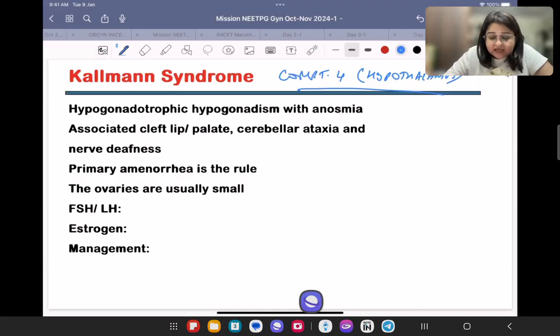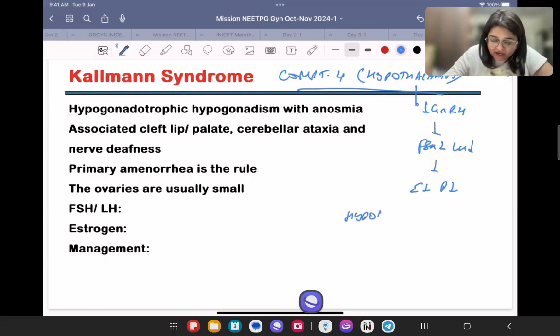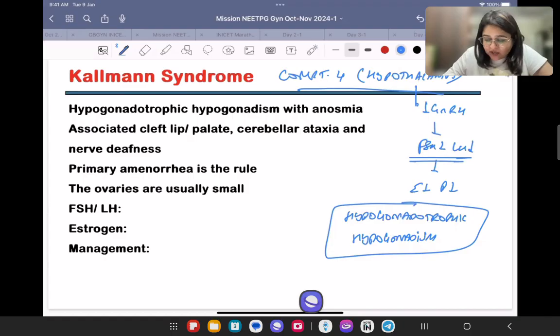What is Kallmann syndrome? Kallmann syndrome is a hypothalamic cause. That means there is reduced GnRH leading to reduced FSH-LH, leading to reduced estrogen and progesterone. So it's basically a cause of hypogonadism. Okay, so that's important. FSH-LH are also low, so hypogonadotropic. Estrogen and progesterone are low, so hypogonadism. And typical about Kallmann is its association with anosmia.